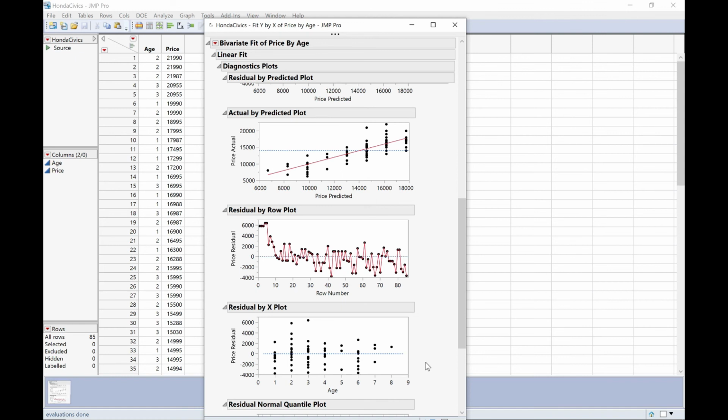So looking at this, I don't really see either of the problems that we were concerned about. I don't see any kind of curved pattern here to be worried about. I also don't really see any kind of funnel shape or fan shape like we saw in the other example. It's a little bit different on the low and the high ends, but if you notice, with 7- and 8-year-old cars, there's only a couple of them in the data set, so it's not really surprising that the spread is a little bit smaller there. So looking at this residual plot, I wouldn't see any problem with using a linear model in this situation.